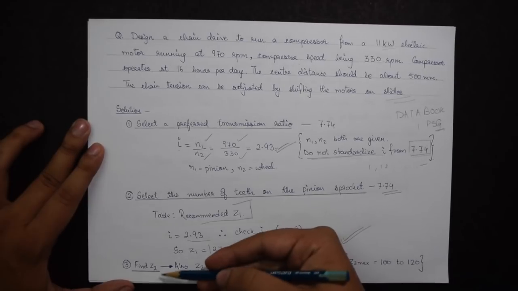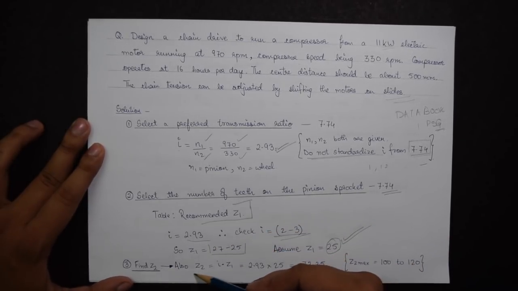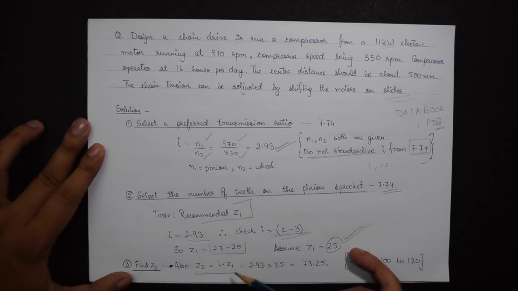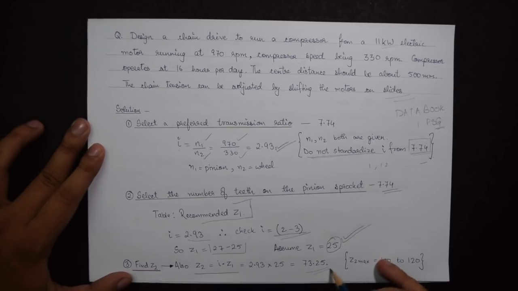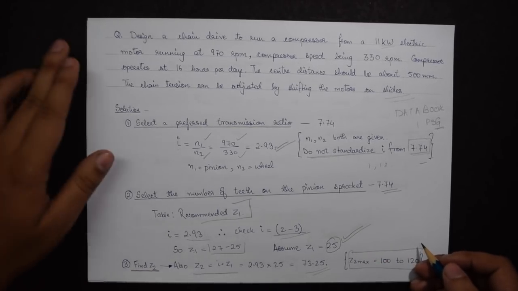Third step is finding Z2. We have this formula on the same table. Z2 is equal to I times Z1. Therefore Z2 becomes 73.25. Now under the formula we have a condition that Z2 max should be 100 to 120 only. So our value of Z2 is on the safer side.